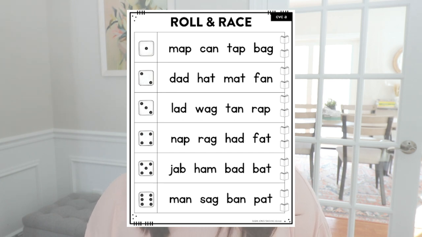Once they have gone ahead and read an entire row, they can color in one of the books at the end of the row. That just shows that they have read that row, and the whole point of the game is to continue rolling and reading until they have colored in all 10 books.